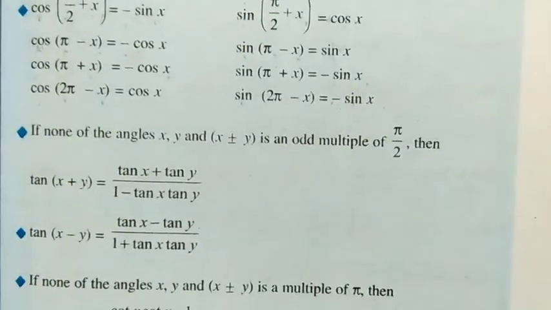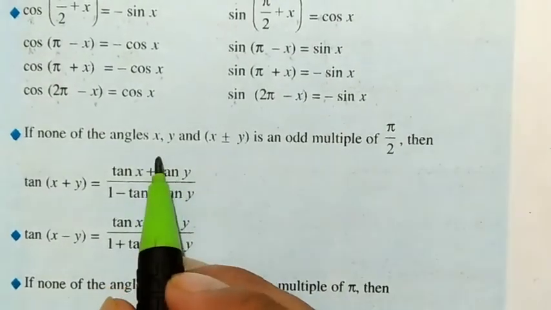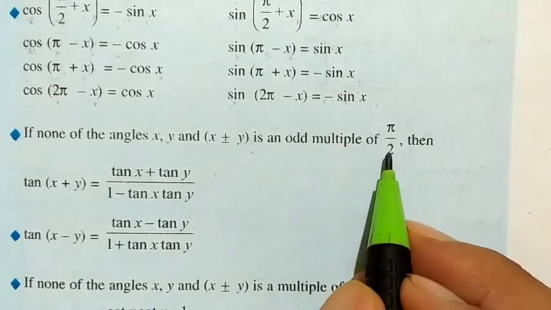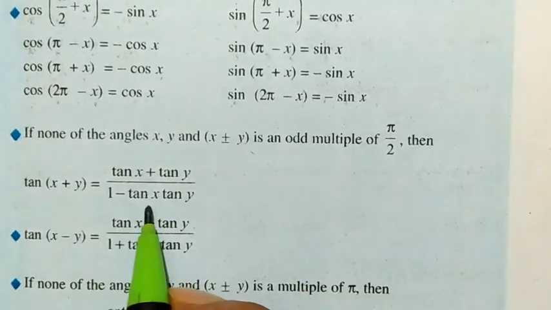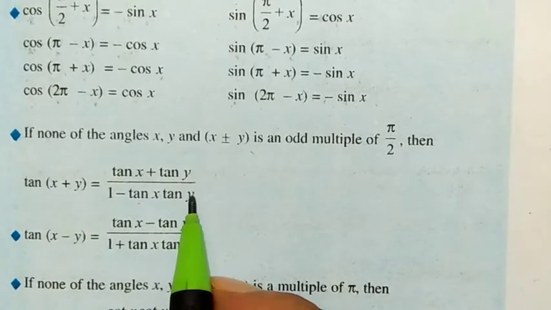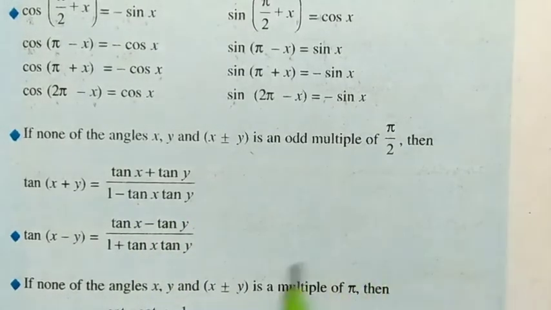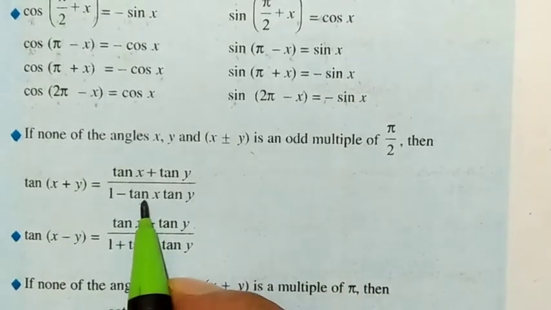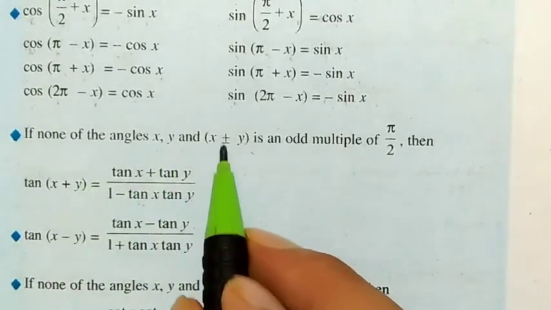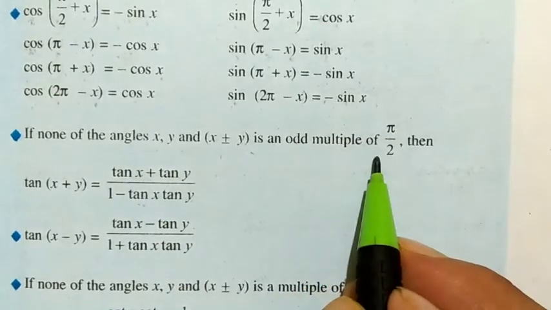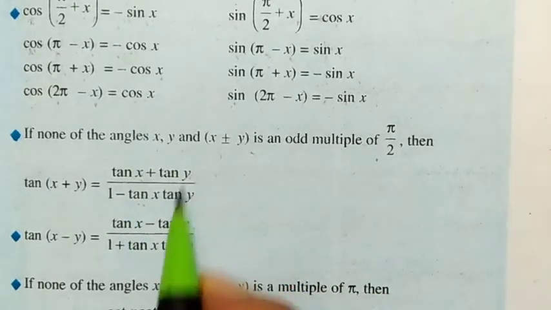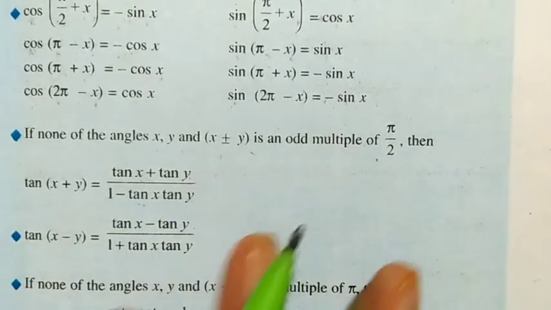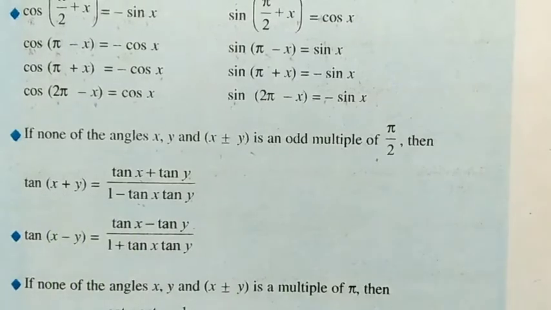Now, if none of the angles x, y and x plus minus y is an odd multiple of pi by 2, means this is not an odd multiple of pi by 2, because tan pi by 2 is not defined, it's infinite. That's if none of the angles x, y and x plus y is an odd multiple of pi by 2, it's defined, means we are not getting it infinite.